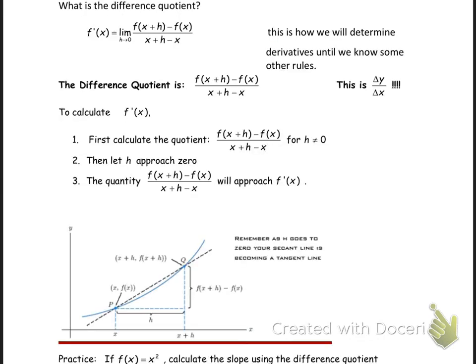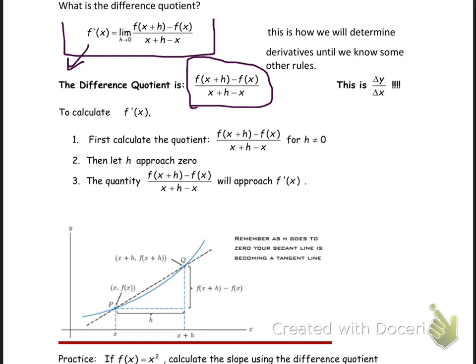Okay, so here we go. What is this difference quotient of which I speak? This is it. This is your expression for a difference quotient, your expression for slope. We're going to call it f prime of x. It's basically a derivative. This is how we're going to determine derivatives until we know some of the easier rules. So this is your basic structure. The difference quotient is this, and in order to calculate, I'm going to go through these steps. This is what it is in theory.